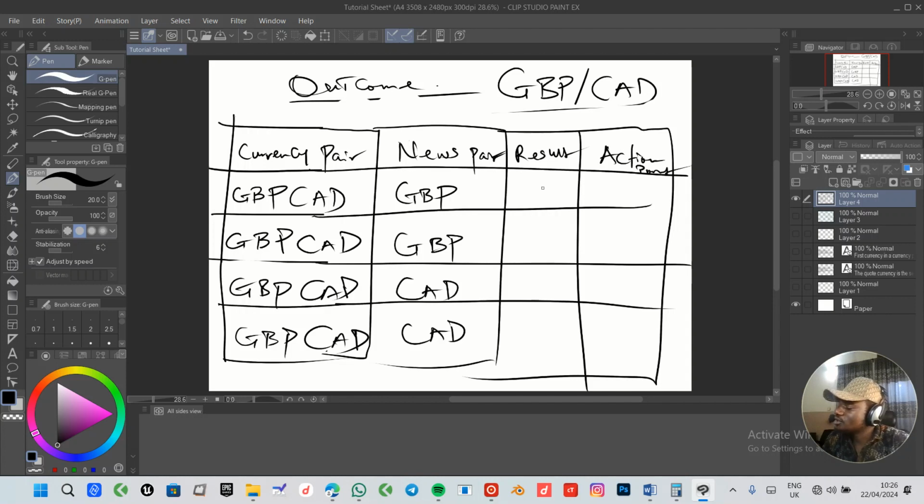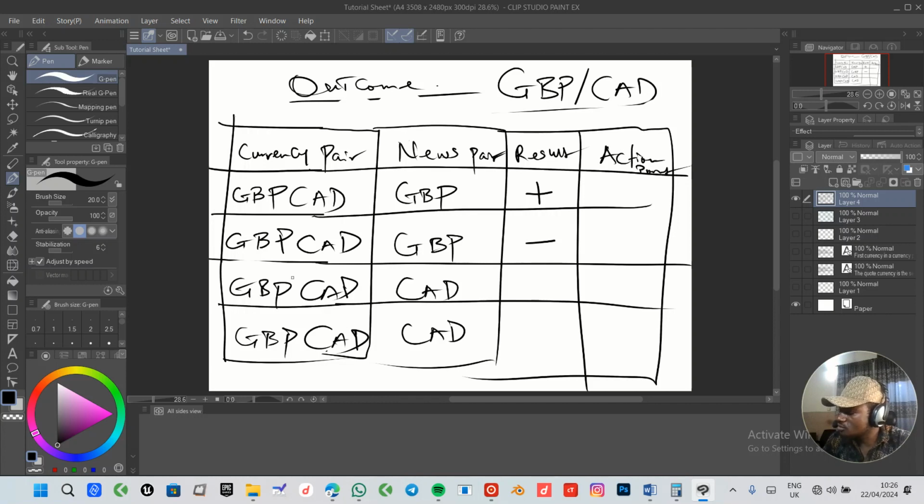Good. So now the result can either be positive or negative. Remember, this is the currency pair you are trading, just GBP CAD, but it has four different possibilities. Either the news is going to be on GBP, and if it's on GBP, it's either positive or negative.